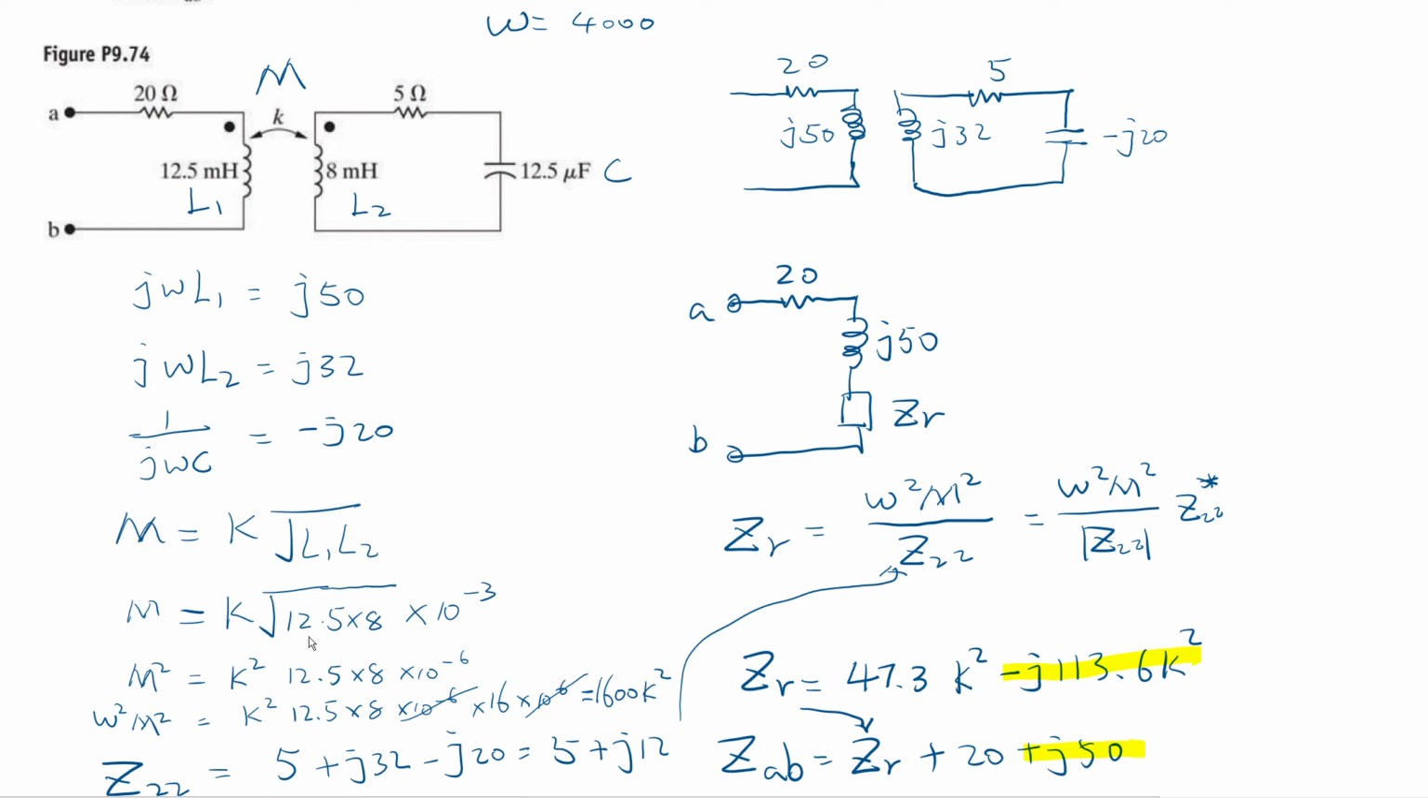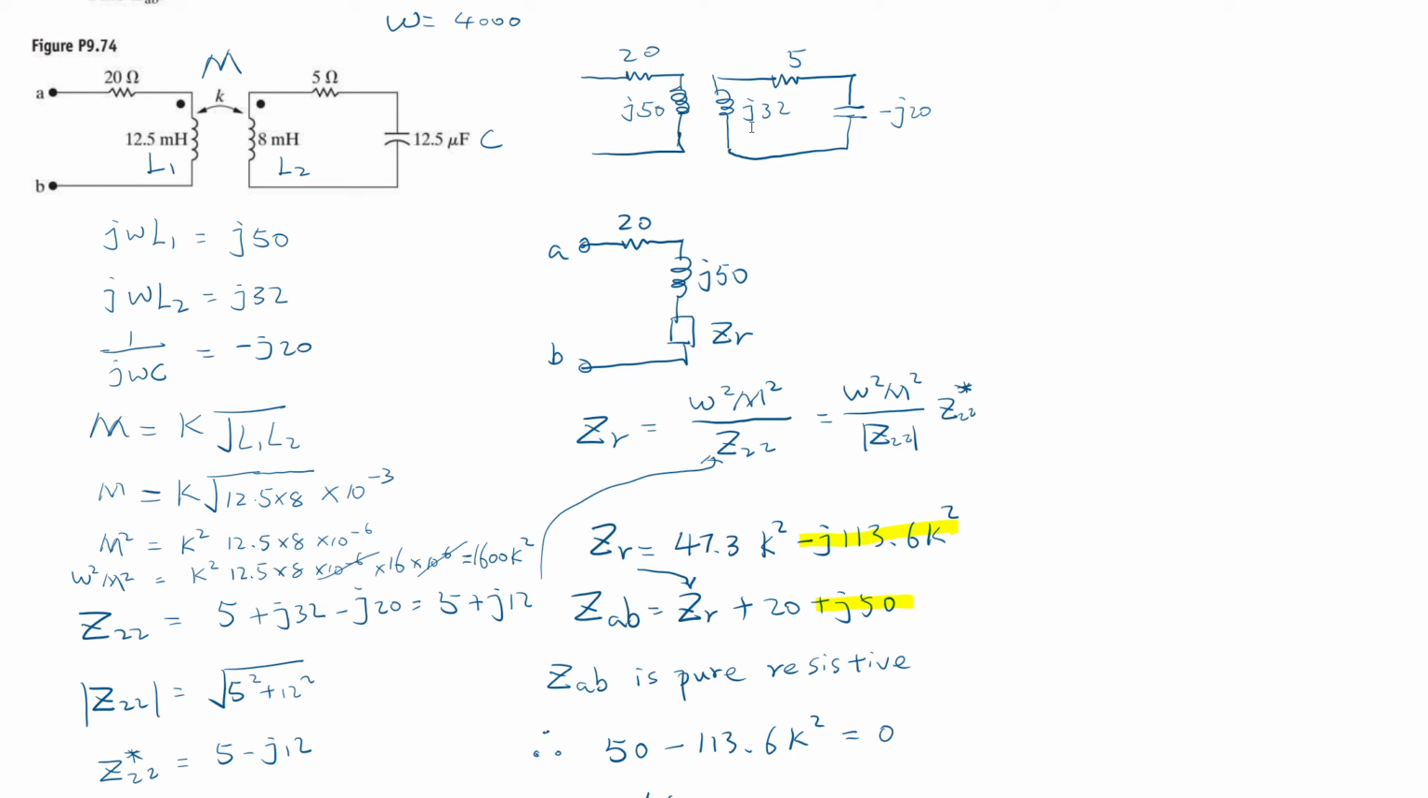We need M square, so M is this one, M square is just K square, and this square root is gone. There's 10 to the order negative 6, and I multiply with omega square, so omega square is 16 times 10 to the order of 6. So negative, positive cancelled, then this 1600 K square is the numerator of this reflected impedance. Z22, again, let me shrink a little bit. So Z22 is everything in the right-hand side, is 5 plus j32 minus this j20, equal to 5 plus j12.